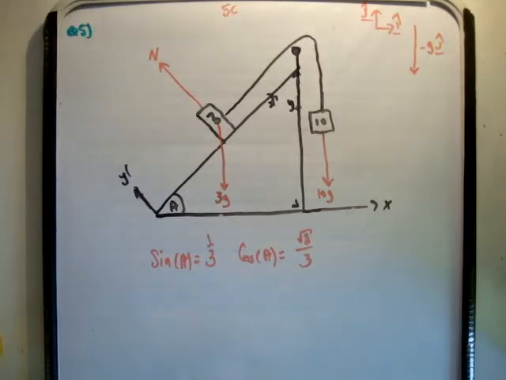It is connected by means of a light, inextensible string passing over a smooth pulley at the top of the plane to a particle of mass 10 kilos which hangs freely. Find the common acceleration of the particles and the tension in the string after the system is released from rest.